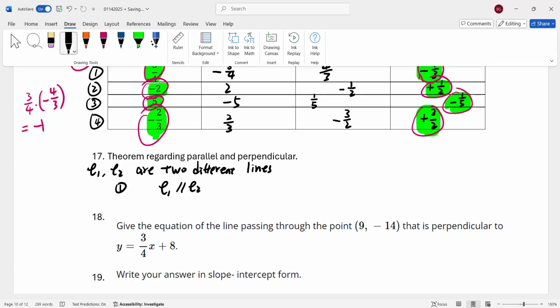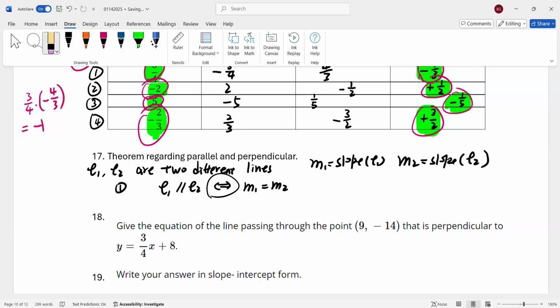If they are parallel, then they have the same slopes. Here, M1 is the slope of L1. M2 is the slope of L2. Vice versa, if two straight lines have the same slopes, then they must be parallel. This notation means if and only if, two directions. Let me explain again. If two different straight lines are parallel, their slopes must be identical. Vice versa, if two different straight lines have the same slope, then they must be parallel.